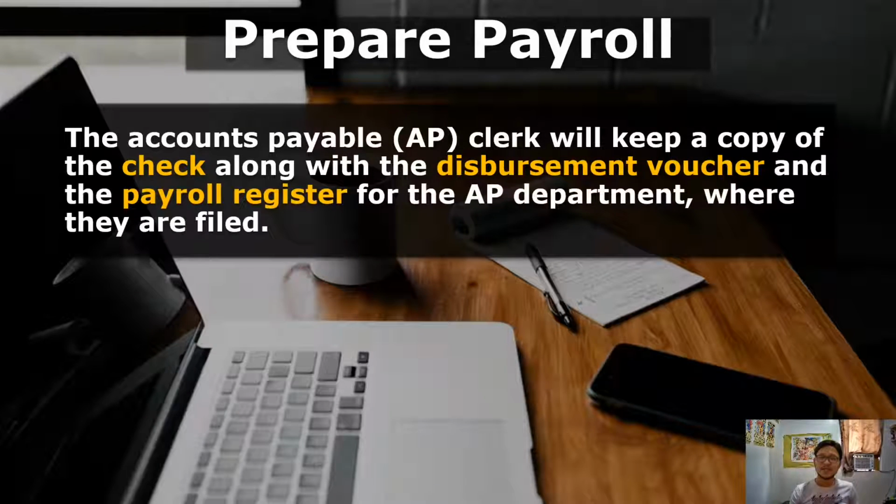So after matransfer yung fund, the accounts payable clerk will keep a copy of the check along with the disbursement voucher and payroll register for the AP department where they will be filed. So the 3 documents will be kept by the accounts payable department para to maintain a good audit trail. Next.